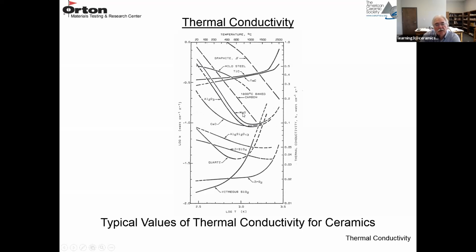So Al2O3 and MgO are very high. Graphite is extremely high. And down at the bottom, here's a mullite, a zircon, a quartz, which this one really increases because it's probably quite transparent. There's a lot of photon contribution and ZrO2. And vitreous silica obviously is transparent. It just has a lot of contribution from the photon conductivity.